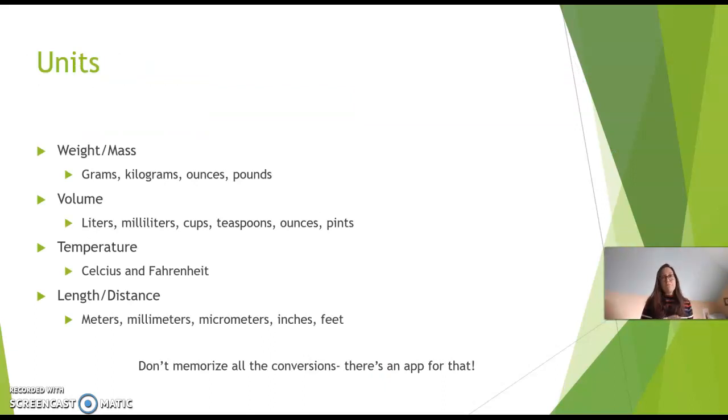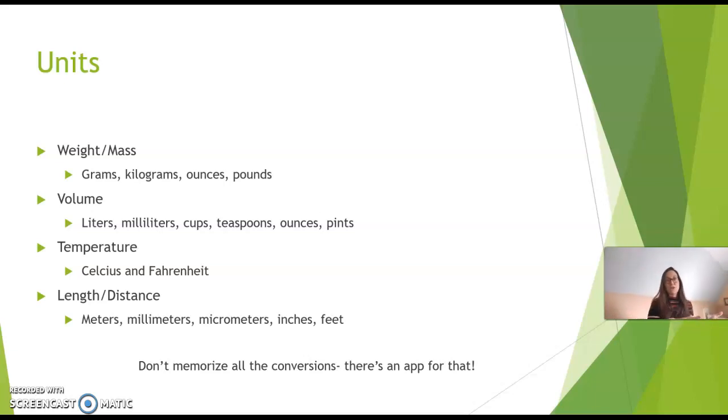Before we get into the math procedures, I want to talk about units of measurement. So you'll make measurements, and then it's always important to have a unit or a label, as some people say. If you're measuring weight or mass, technically they're two different things, but for us they'll be the same. You may use units like grams or kilograms. A kilogram is 1,000 grams. You may use ounces or pounds. There are 16 ounces in a pound.